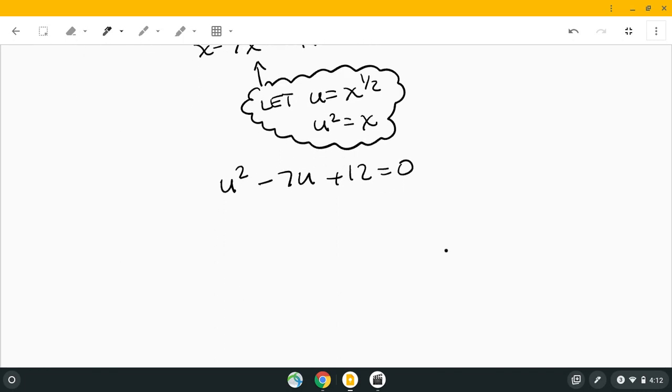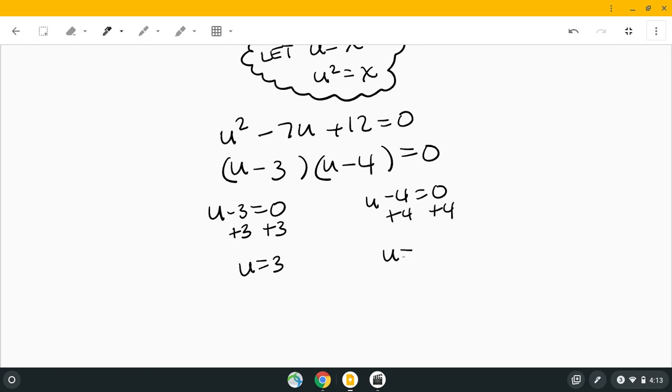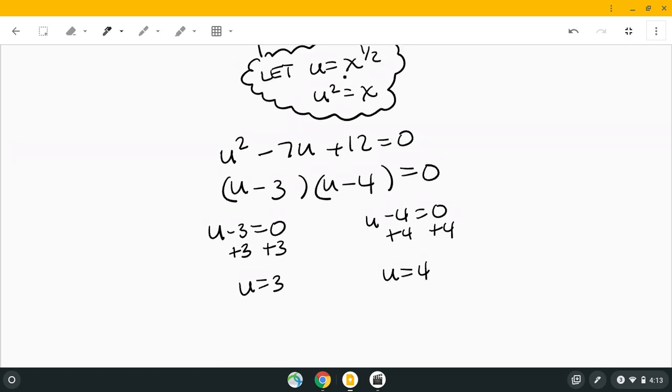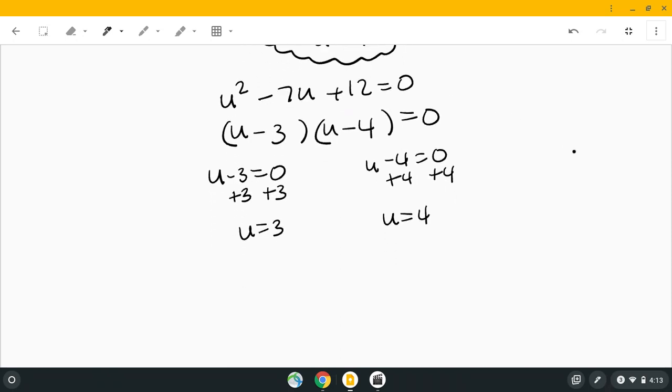And then here, I'm going to see if this factors. u times u, negative and negative, 3 and 4, and that gives us -7 for the middle. So u minus 3 equals 0. Add 3. So u equals 3. u minus 4 equals 0. So add 4. So u equals 4. But again, u is not our variable. u is equal to x to the 1/2, which is square root x.